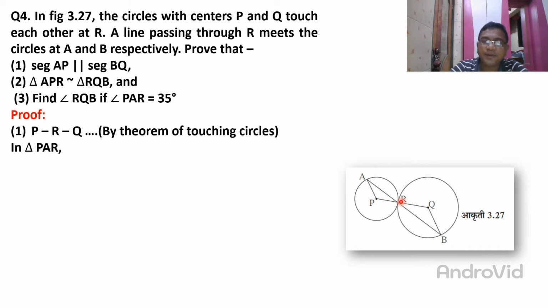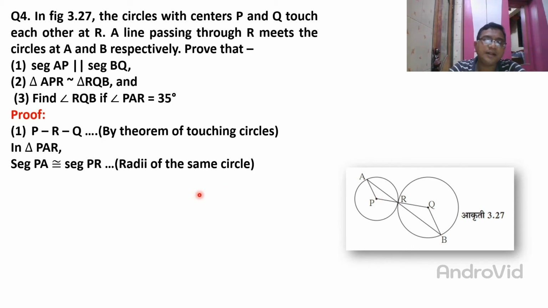In triangle PAR, P is the center of the circle. So PA is the radius and PR is the radius. Radii of the same circle are congruent. So PA is congruent to PR. Here we write segment PA congruent to segment PR, radius of the same circle.